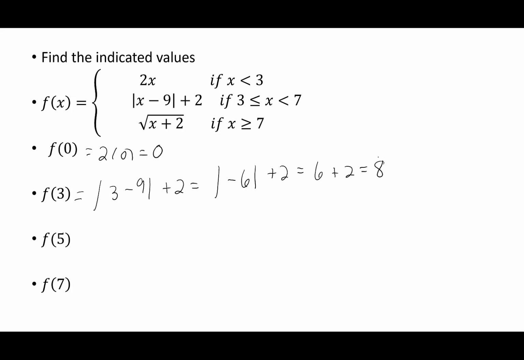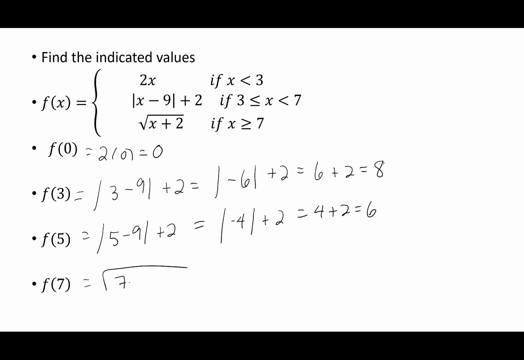The next one I have is 5. When I look through, I'm still in the second line. So once again, I have absolute value. I have 5 minus 9 plus 2. 5 minus 9 is negative 4. So I have the absolute value of negative 4 plus 2. Absolute value of negative 4 is 4. 4 plus 2 is 6. The third line says I should do the square root of 7 plus 2. Square root of 7 plus 2 is the square root of 9, so my answer is 3. Again, one number in, one number out.